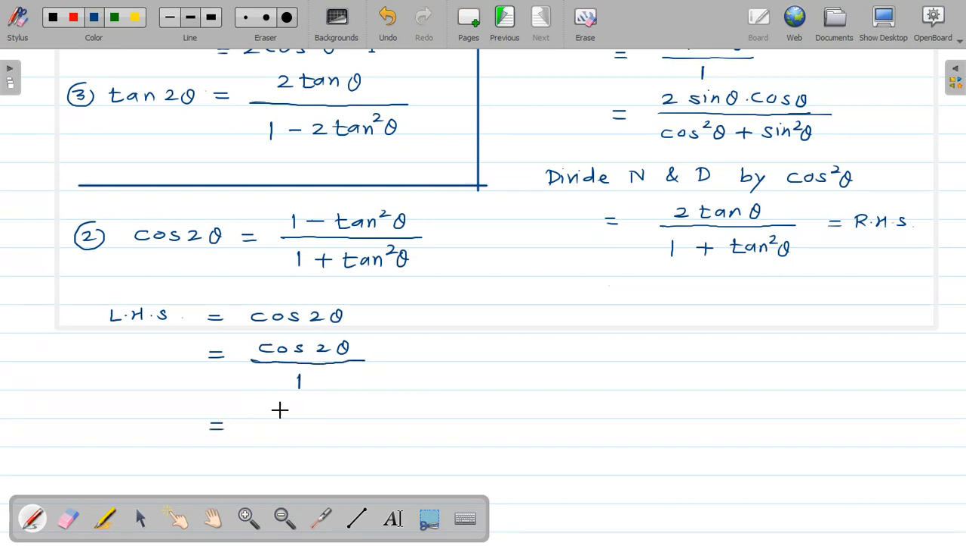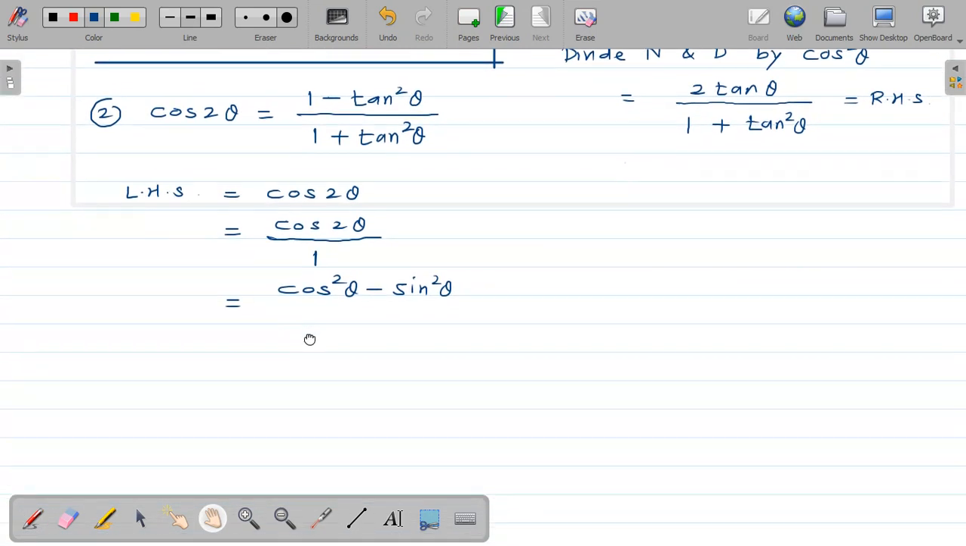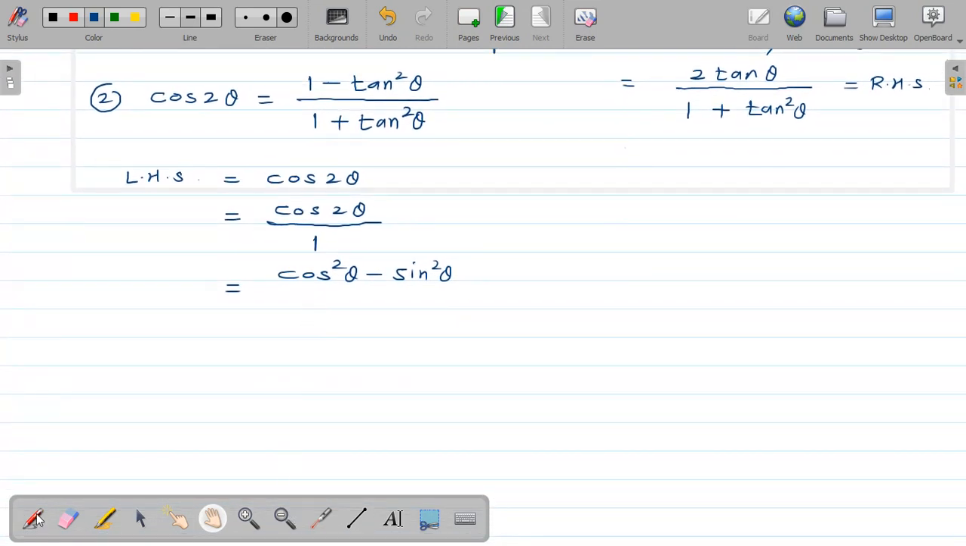Now cos 2 theta, the original formula is cos square theta minus sin square theta, divided by, now see, 1 can be expressed, by fundamental identity, as cos square theta plus sin square theta. Now if you observe this term and if you divide the numerator as well as denominator by cos square theta, you will get the RHS.